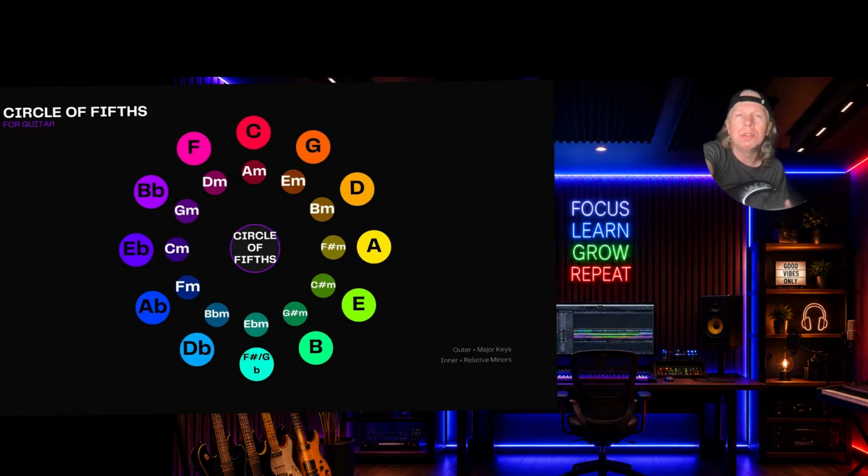And then under that, you have what is called the relative minor to that key. So for instance, C, you would have A minor. That's the relative minor to the key. G, you would have E minor. D, you would have B minor. A, F sharp minor. E, C sharp minor. And B, you would have G sharp minor.